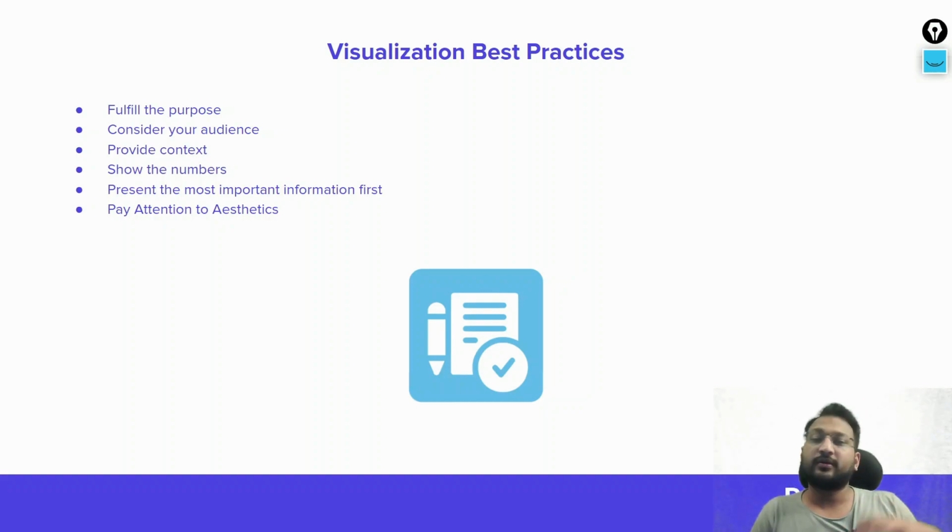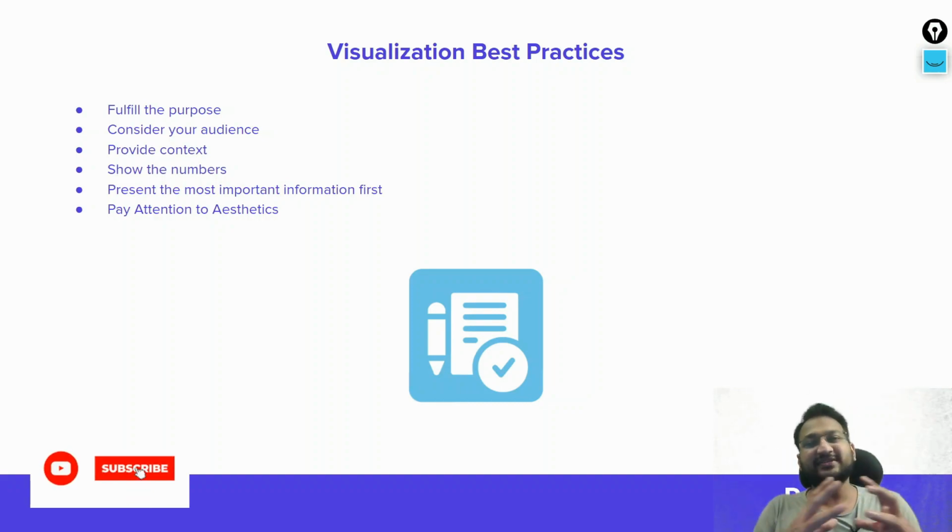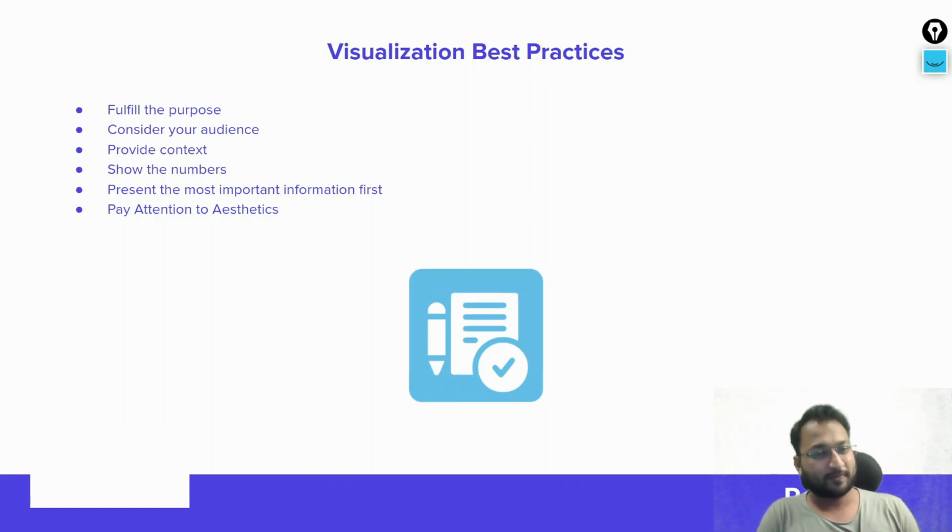Lastly, pay attention to aesthetics. When you are creating a report, it's not just that the charts are created and your job is done. You also have to ensure that the charts have proper aesthetics, proper colors, proper fonts, because a user should feel happy reading and looking at the report. The report will be shared with hundreds of users, so you have to ensure that they feel happy and enjoy reading it. So these are some of the visualization best practices that you all have to follow.